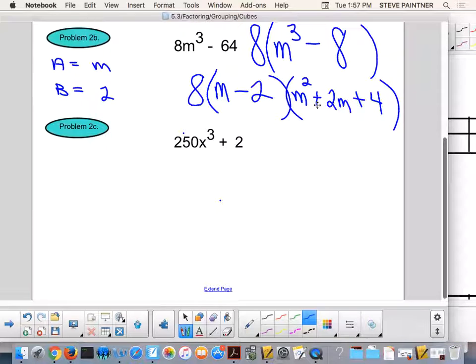Okay. GCF. What is it? 2. Start this one by taking out your 2. What's left? 125x cubed plus 1. Okay? Yes? Factor out the GCF. Okay, next. Pick your A. Pick your B.